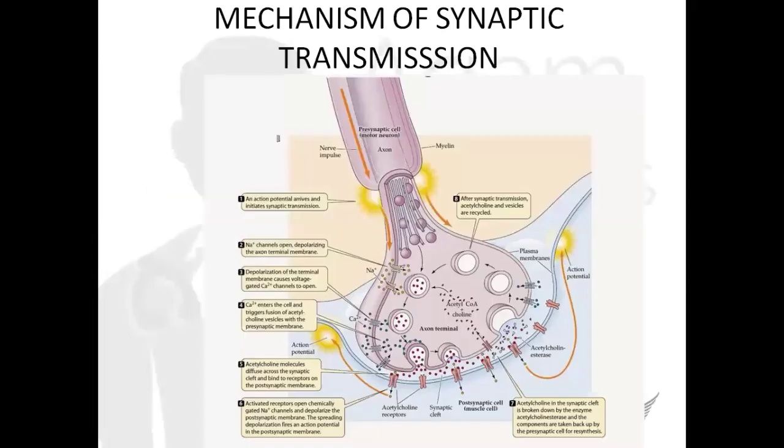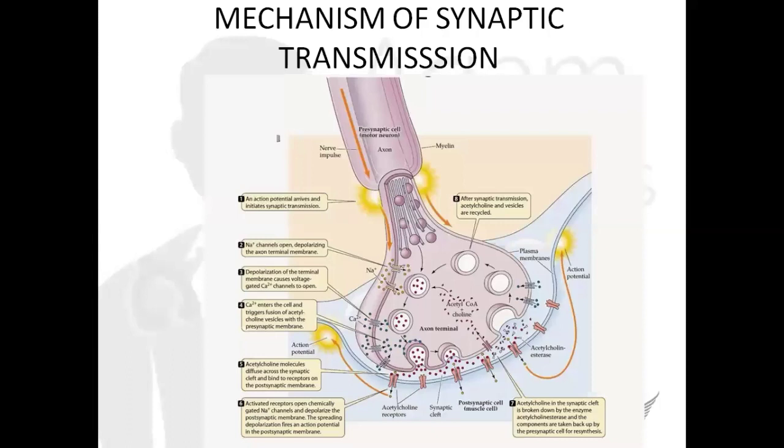Moving to the mechanism of synaptic transmission, the mechanism is divided into two parts, presynaptic mechanism and postsynaptic mechanism. Let us look at the presynaptic mechanism. Whenever a presynaptic neuron is stimulated, or whenever an action potential arrives at the presynaptic neuron, sodium channels are opened, and whenever sodium channels are opened, there is depolarization. This depolarization of the terminal membrane causes opening of voltage-gated calcium channels in the presynaptic membrane.